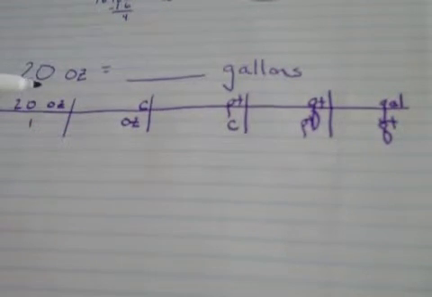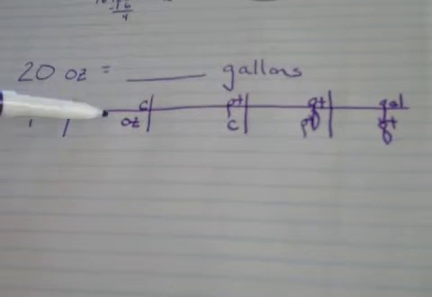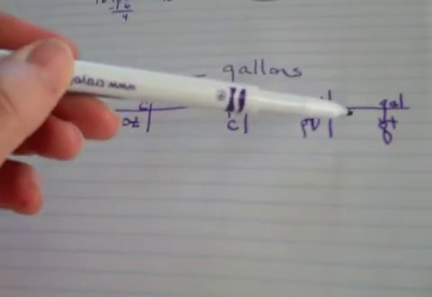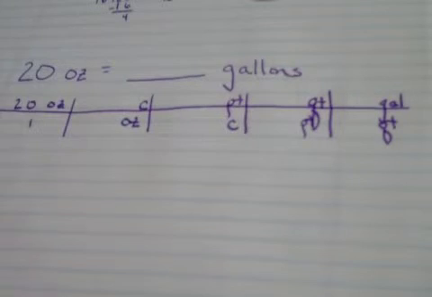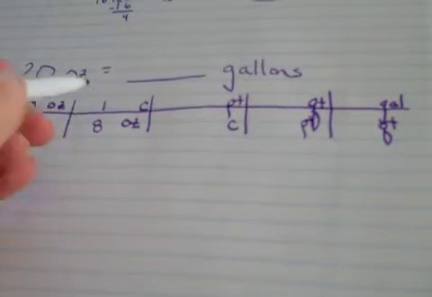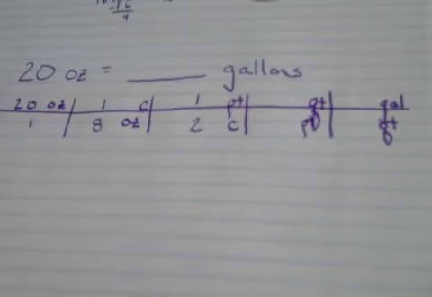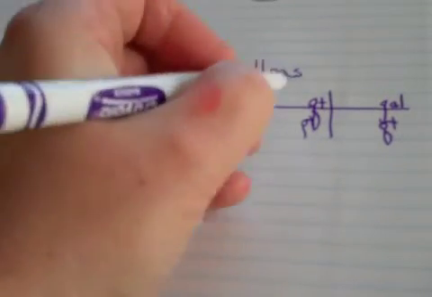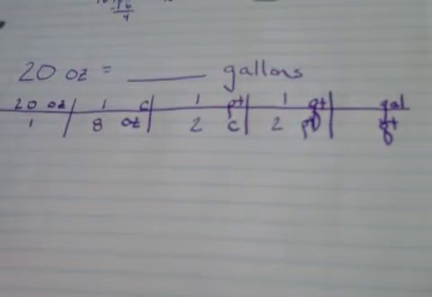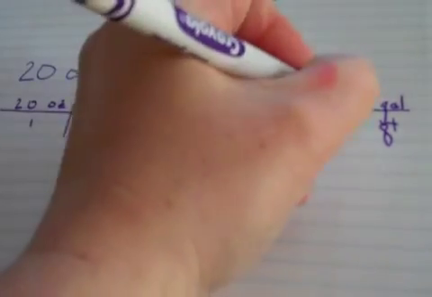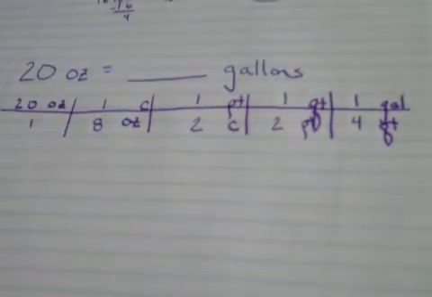I'm now going to go back to my conversion table, and I'm going to find out what numbers I should put into my factor label setup. There are 8 ounces in every 1 cup. For every single pint, there are 2 cups. There are 2 pints in every quart. And finally, there are 4 quarts in every gallon.